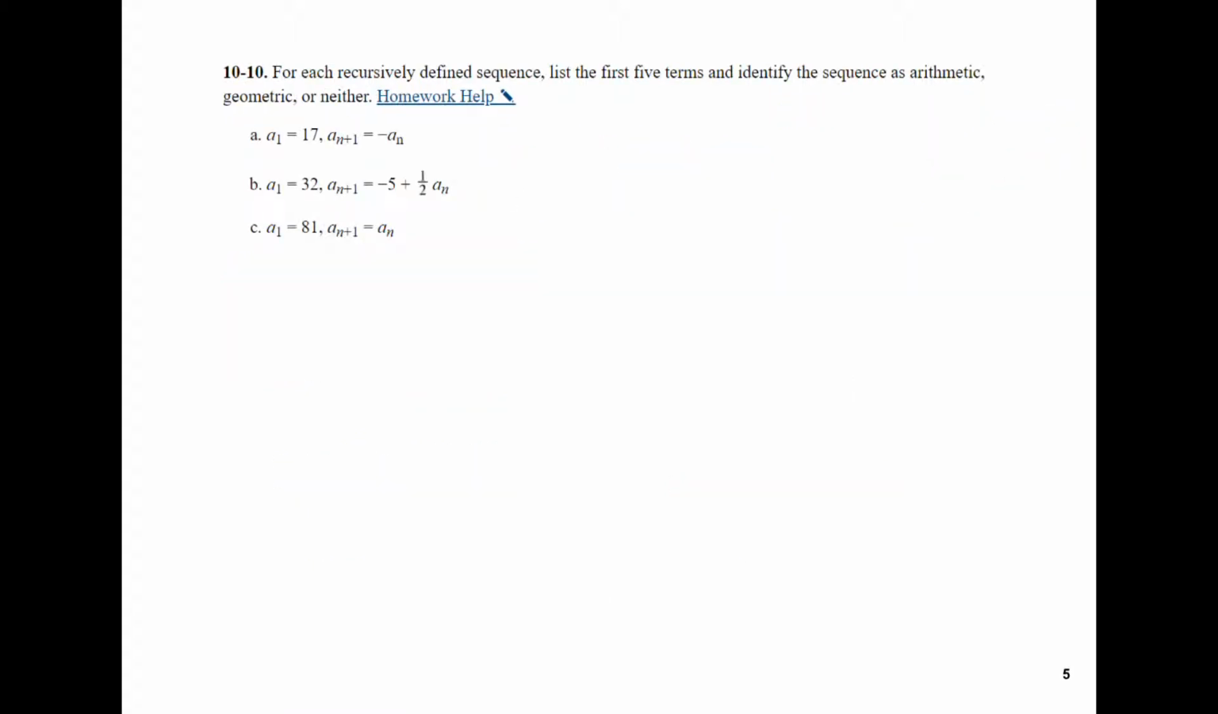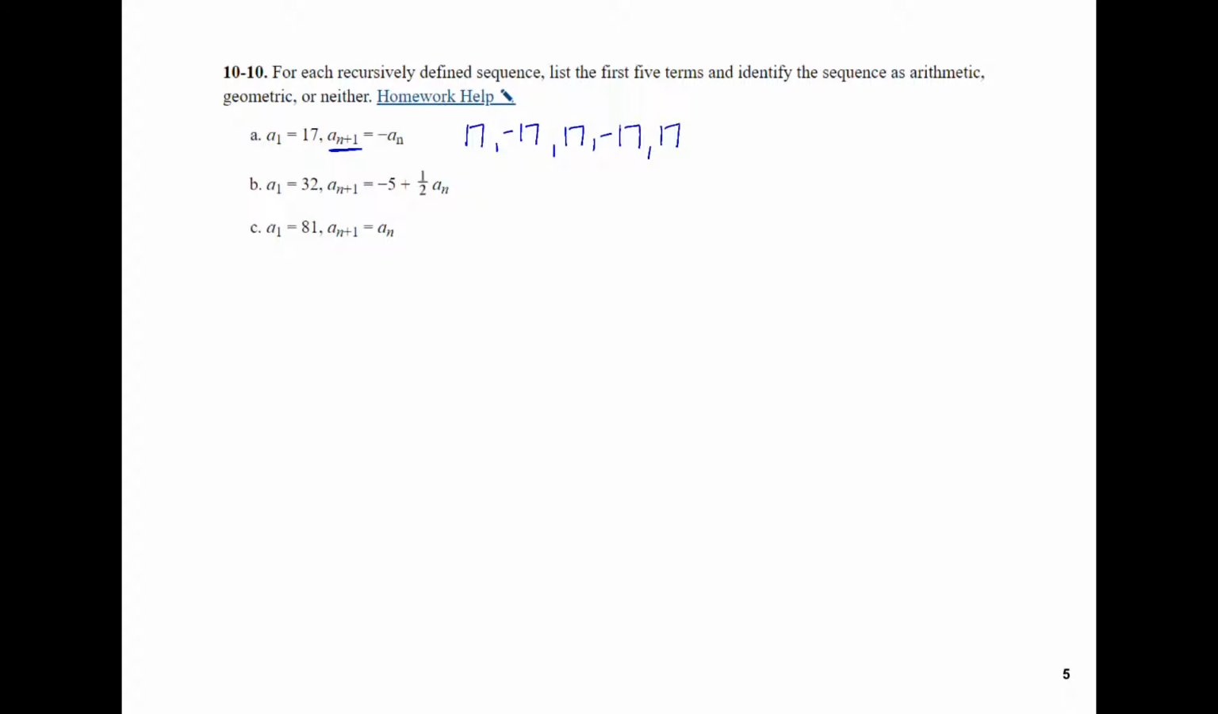10-10 says, for each recursively defined sequence, list the first 5 terms and identify the sequence as arithmetic, geometric, or neither. So looking at sequence A, it says A sub 1 equals 17. So they gave us term number 1. A sub n plus 1 means to get to the next term, we need to take the term we're given and add a negative to it. So it would be 17, negative 17, 17, negative 17, 17.